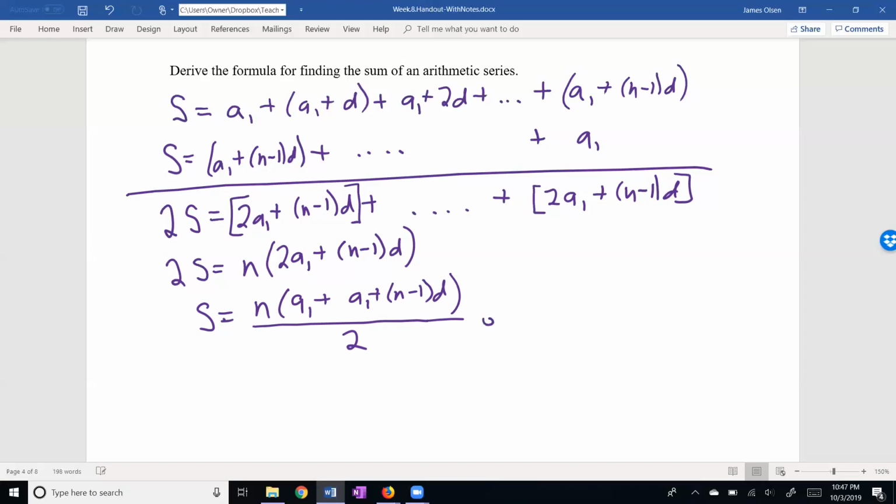The thought bubble on this is n times first plus last, divided by 2.